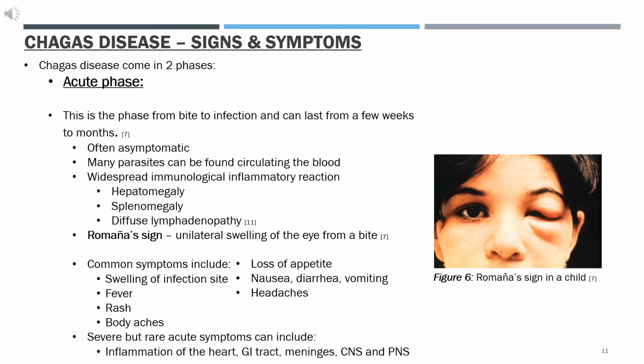You can have immunological inflammatory reactions, or you can have symptoms like swelling at the infection site, fever, rash, body aches, loss of appetite, headaches, nausea, diarrhea, and vomiting, or you may not even have any symptoms, which is why oftentimes Chagas is not diagnosed or treated. You can also have severe acute symptoms that can present with inflammation of the heart, GI tract, and nervous system.